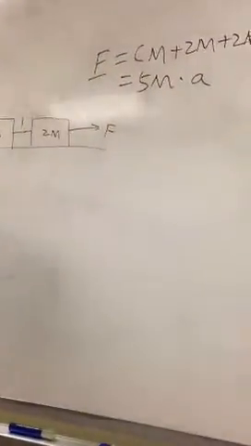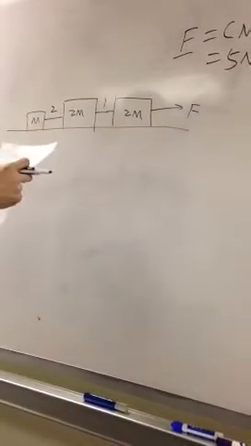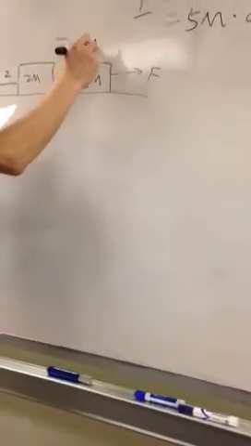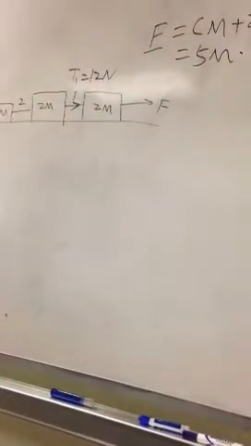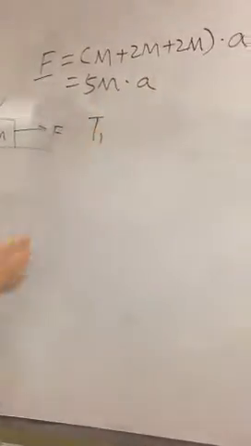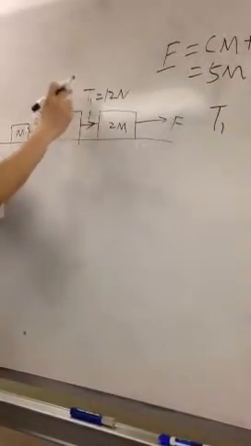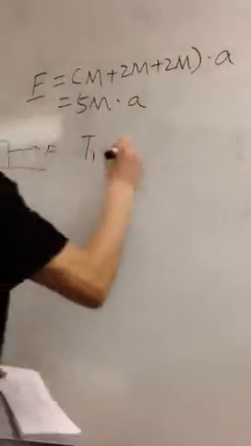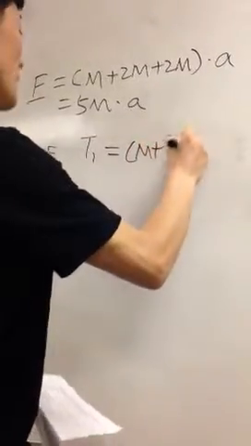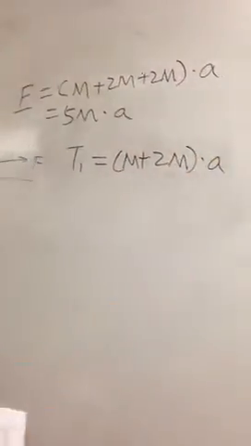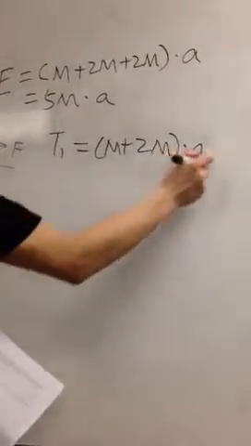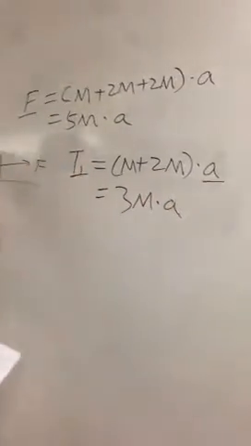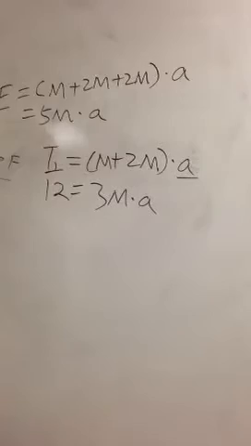Okay. The question is asking you, we don't know F. In the question, it tells you the tension here. T1 is 12 Newton. T1 actually is the force that has an effect on these two, right? So it's M plus 2M times acceleration. So it's 3m times a. So it's 3MA. And T1 we know is 12, right?